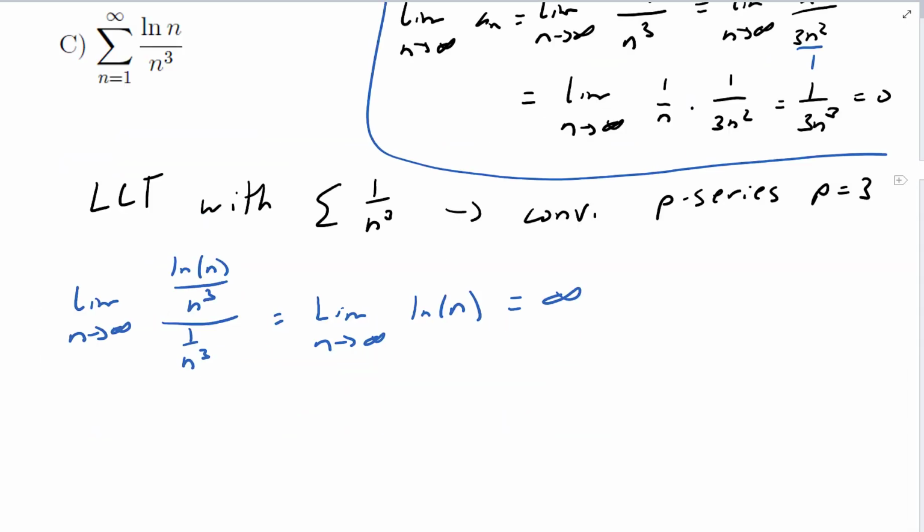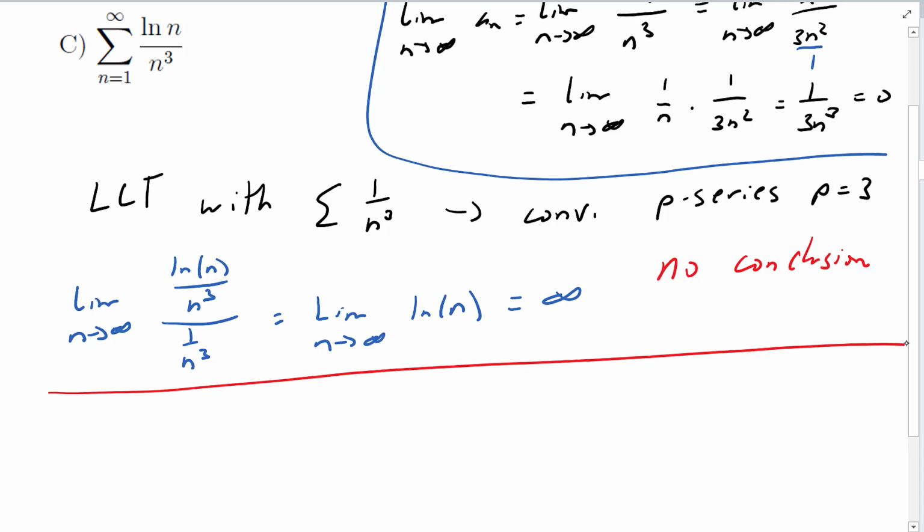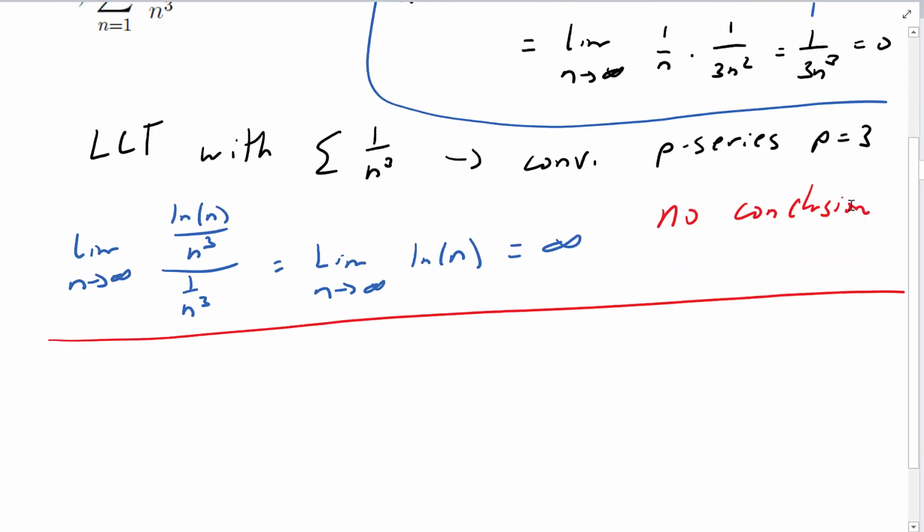So I come back here and say, okay, I got infinity. The one I tested with converged. And we are sad to say no conclusion. So that didn't work. At this point, you're like, well, let's try something else. And so I look and say, well, what else could I use?